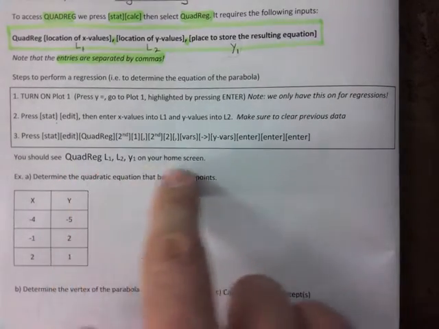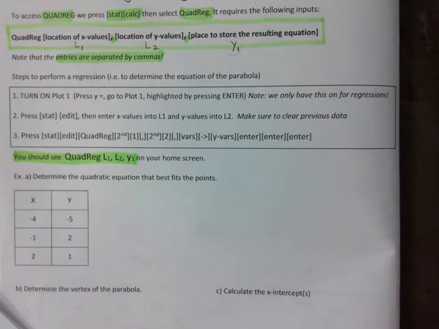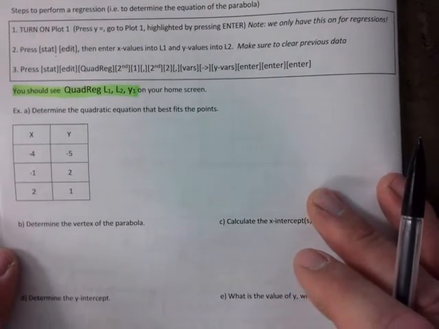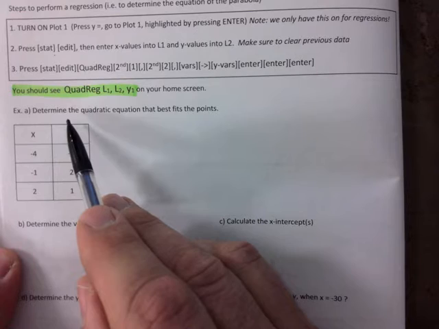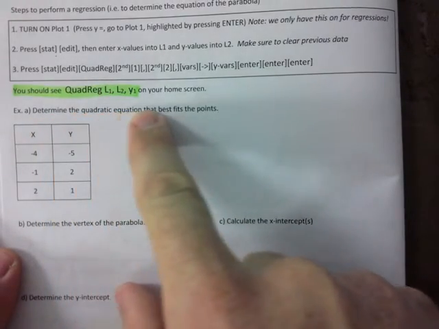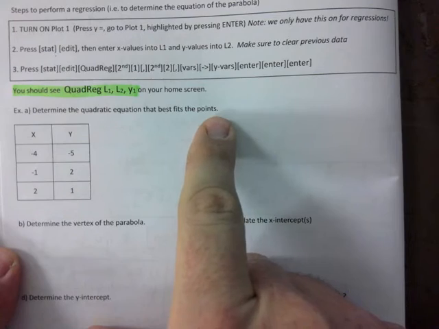So this is what we're after. This is what you want to see on your calculator when you're done typing all of this. That's what you should be seeing on your home screen. So let's practice. I want to do something because grade 12, you need to know this for grade 12. So I'm going to pretend like this statement is not there. Just say determine the equation that best fits the points. Let's pretend we don't know it's quadratic.